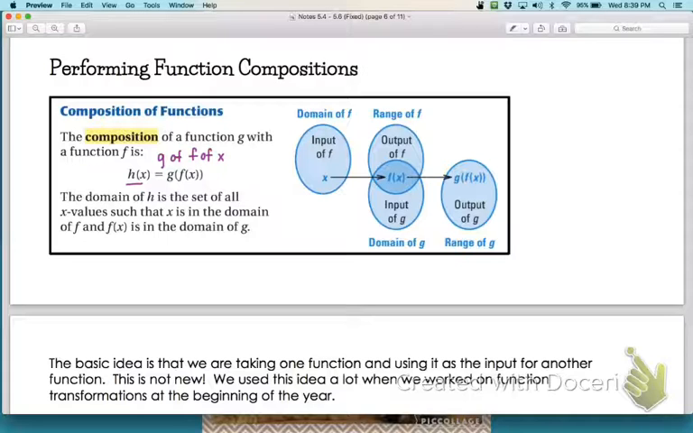And if you look at this picture over here to the side, it is a good illustration. So we start with x, and that's what we plug into f. So what we get out then is f of x. Well, f of x was the output for f, but now we're going to make f of x the input for g. And so the result is the output of g.